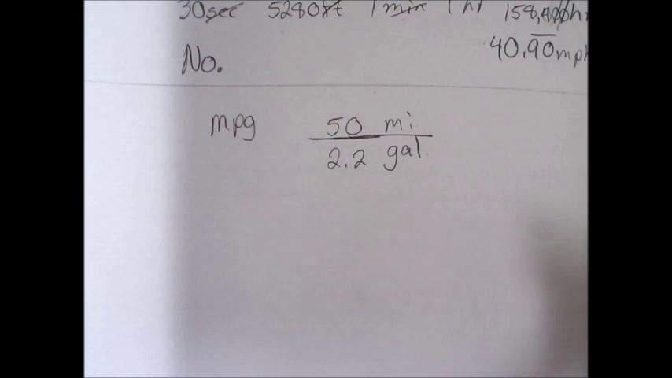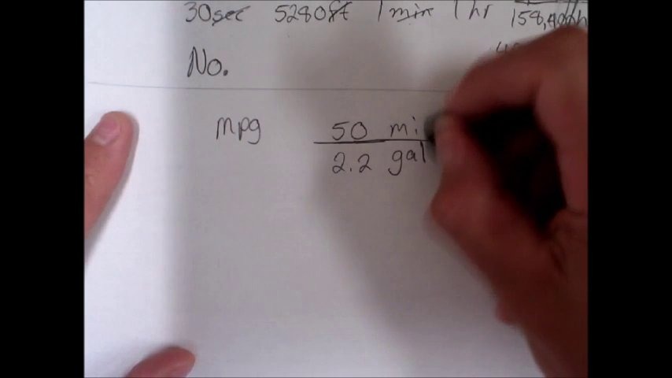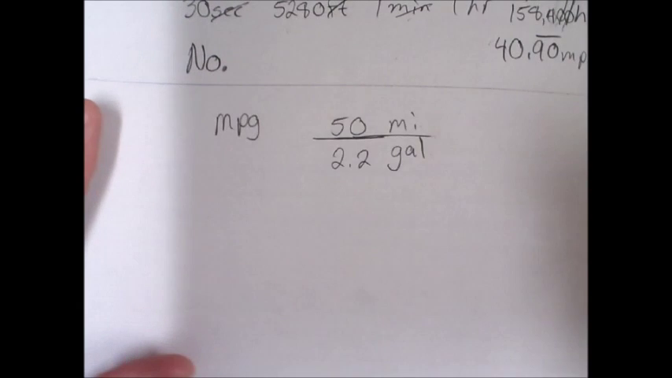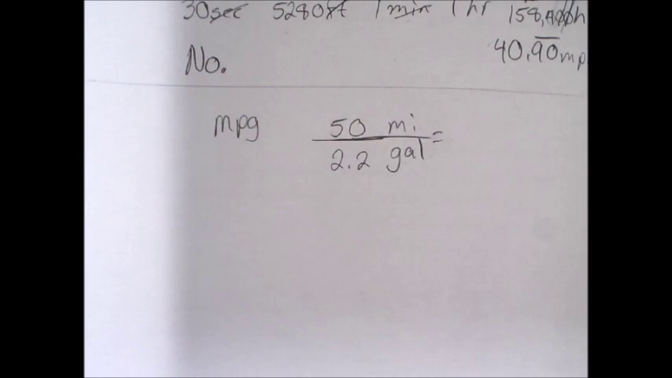Okay, so I want to know how many miles to the gallon my Mustang gets. It's an old car, seeing if it's more economical than my truck. So, I take 50 and I divide it by 2.2. What do I get? Somewhere in the 20s, I'm sure.